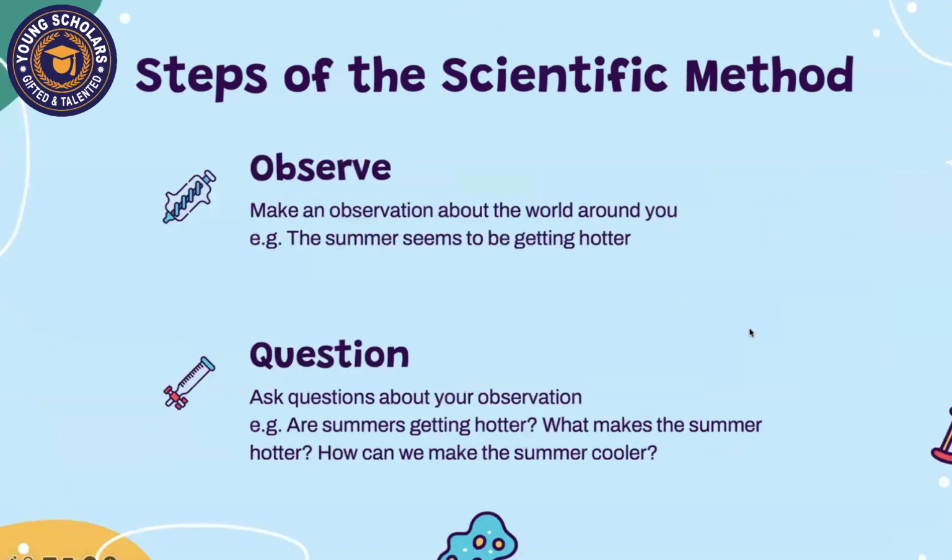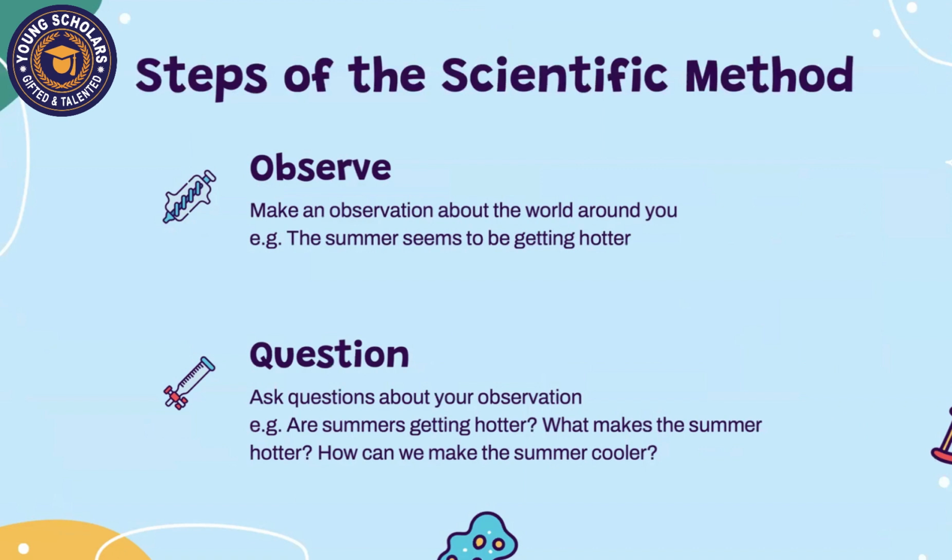Okay, so first two steps of the scientific method, you're going to have observe. So make an observation about the world around you, right? For example, you could say that the summer seems to be getting hotter, right? You're going outside and every day you're like, this seems hotter than last summer. I just can't remember it being like this. So then it takes you to step number 2.